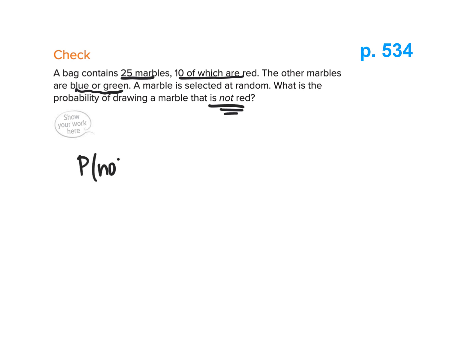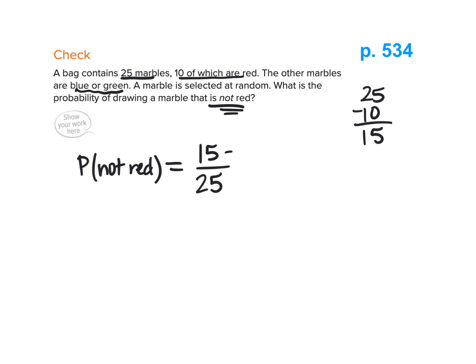Okay, so this one actually isn't too bad. It doesn't even ask you for the complement. So not red. Well, if 10 are red and there's 25 total, that means there's 15 left that are not red. So that means my probability of not getting a red is 15 out of 25. Now I'm going to try to simplify that. Let's divide it down by 5. If I do that, I get 3/5.